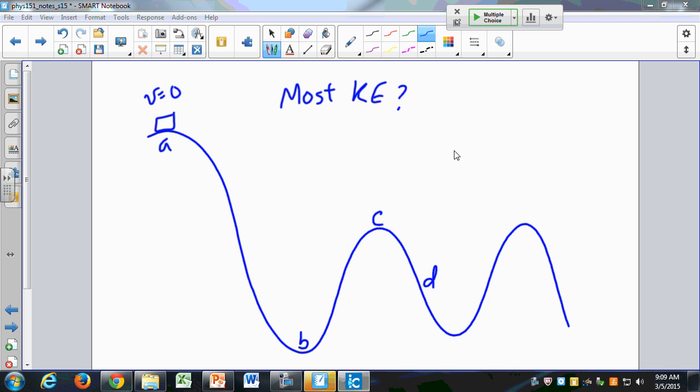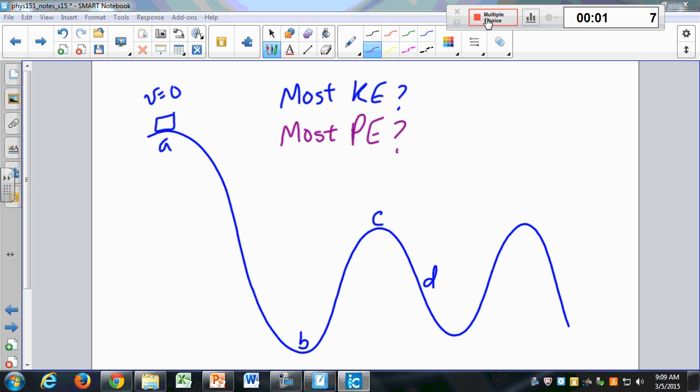I'll come back and address all of these in just a second. But first, which of these has the most potential energy? A, B, C, or D? Like a car on a roller coaster. Which has the most potential here? All right, just a few more seconds. I'll stop it at 30.